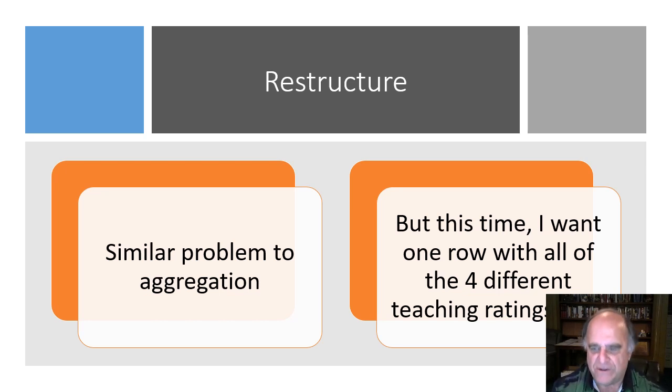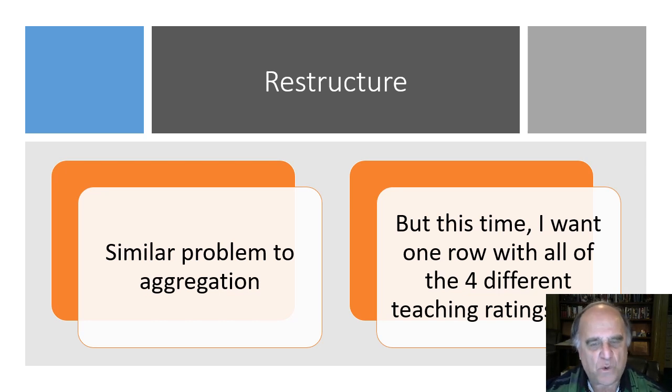Restructure is also very useful. It's similar to aggregation, I think. But this time I want one row with all of the 4 different teaching ratings. So instead of wanting an average, I want to get one row that contains all of the teaching ratings. And SPSS gives you an option that will easily do that, restructure.